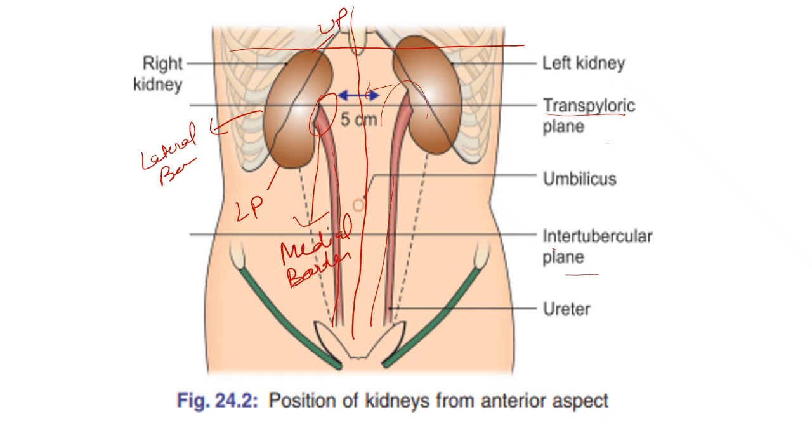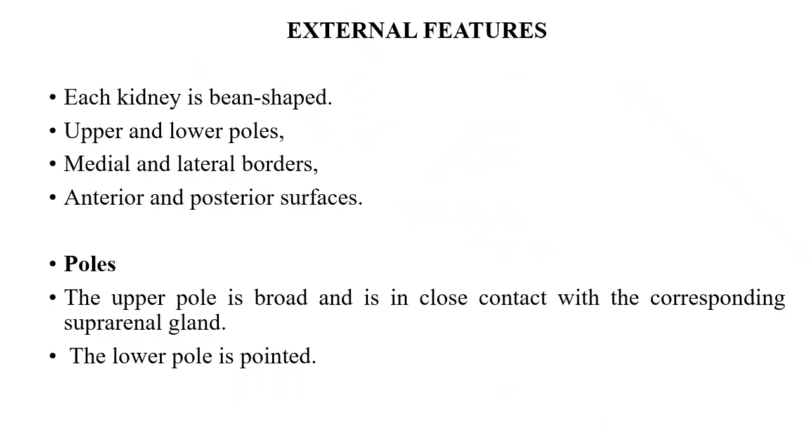And it has two surfaces. One is the anterior, and the back side, resting on the back muscles, is the posterior surface. So externally we can see all these borders, surfaces and the two poles, upper and lower. So each kidney is bean shaped. It has upper and lower poles, medial and lateral borders, and anterior and posterior surfaces.